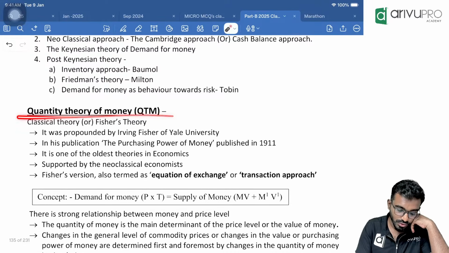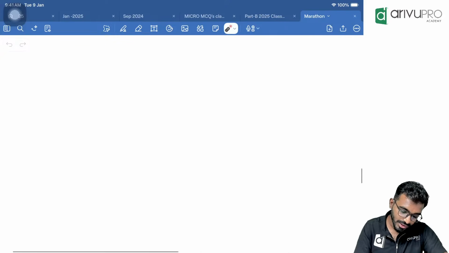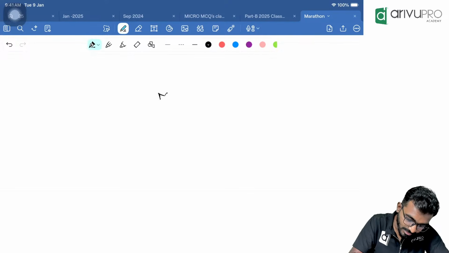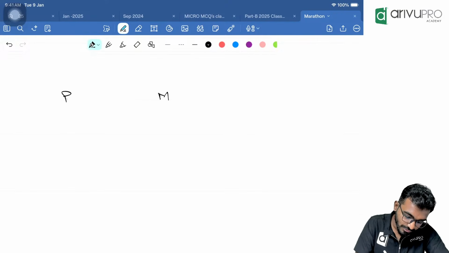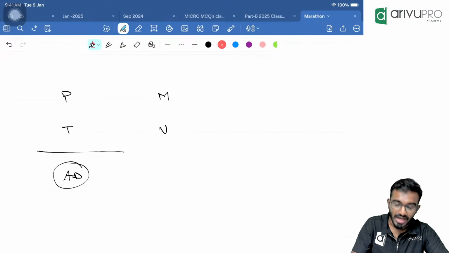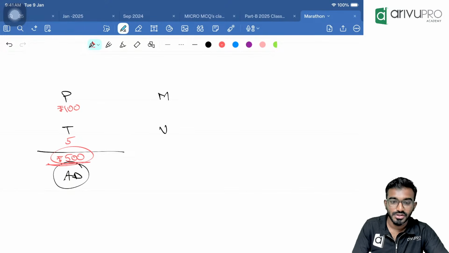So the very first one is QTM, quantity theory of money. One of the most important and simple topics here is MV equals PT. Let's say money supply, the price of goods, number of transactions and velocity. This is on the demand side, price into transactions. This is on the AD side. Let's say I'm buying a chocolate to give to my wife. Let's say the price of a chocolate is 100 rupees. I'm buying 5 times in a week. So 100 into 5, rupees 500. So this is the total demand.